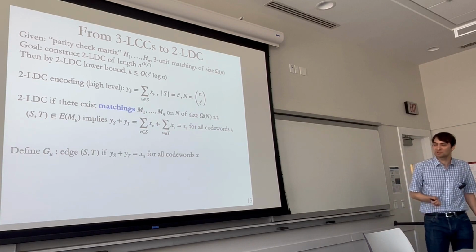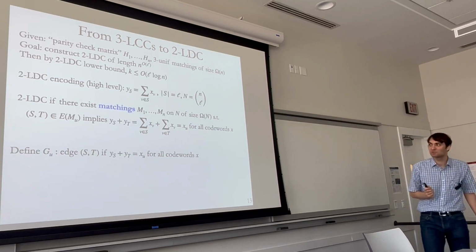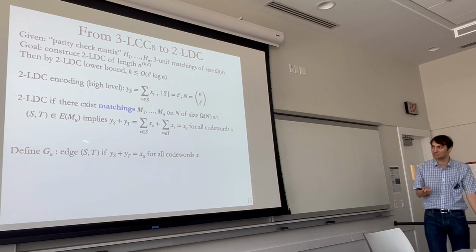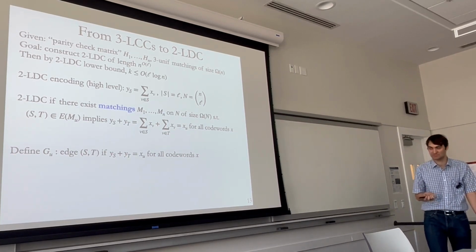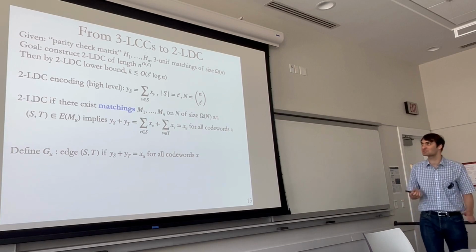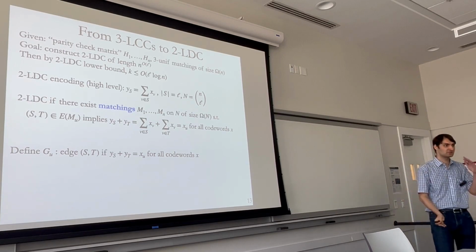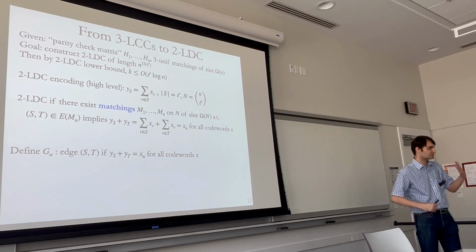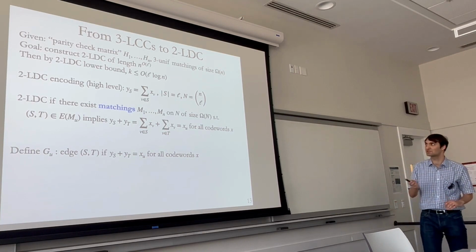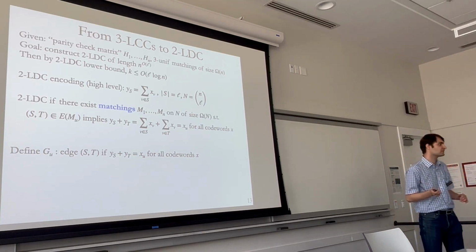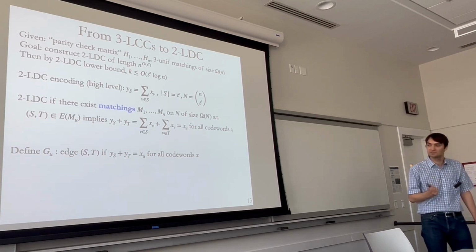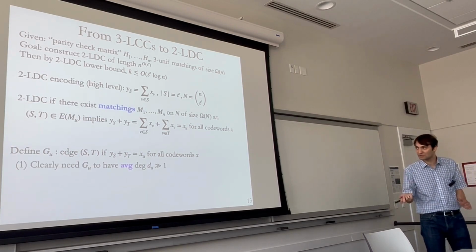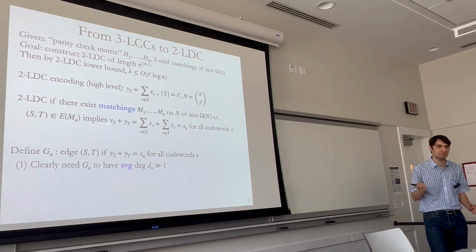So what we're going to do is define a graph, where the graph has edge s,t if y_s plus y_t is equal to x_u for all code words x. Essentially, we just look at these equations, and you can think of all the equations that you could derive in the span of these original parity check equations. And then we'll add an edge st if we get one of those equations. And then what I want to argue is that this graph has a large matching M sub u.